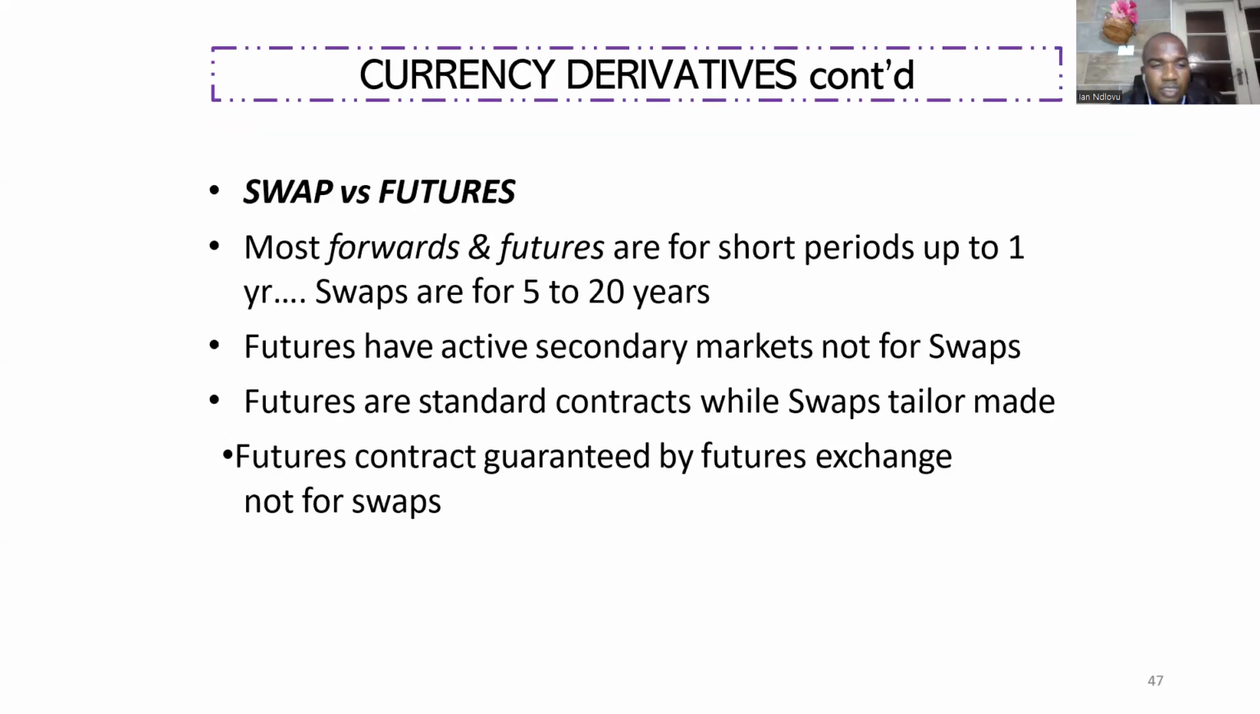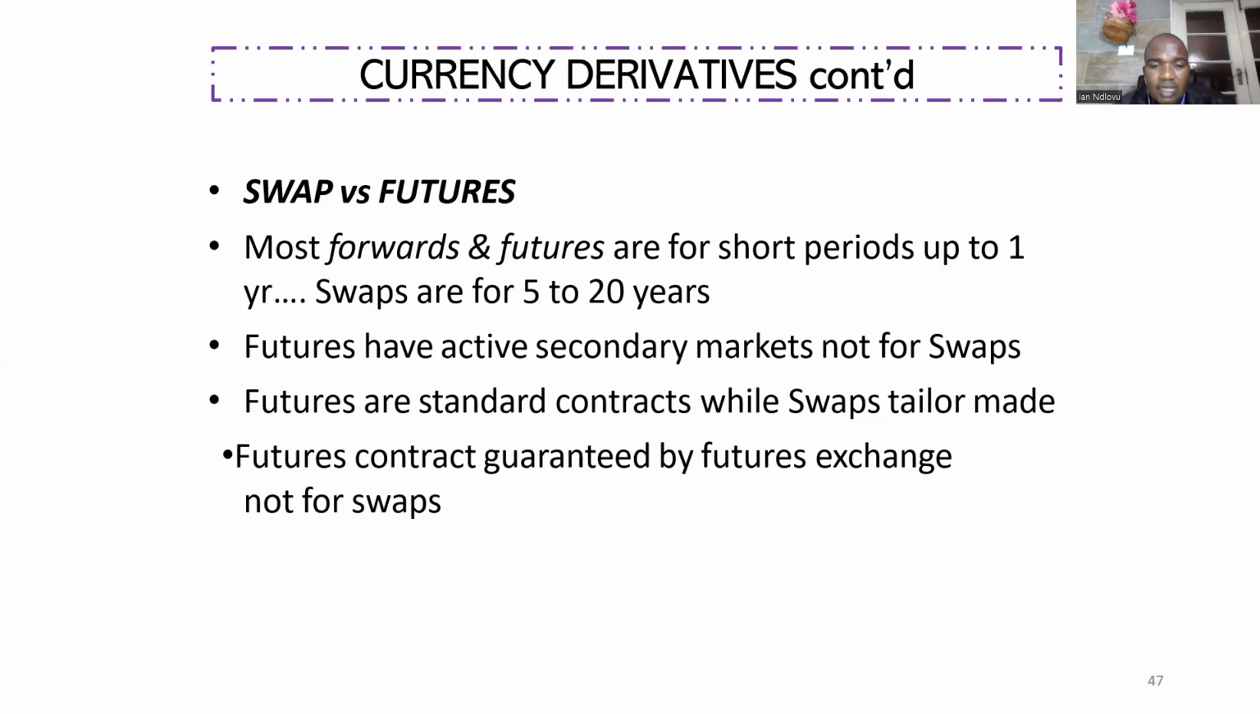Swap versus futures. Mostly forwards and futures are for short periods of up to 1 year, but swaps can stretch between 5 and 20 years. So they tend to be long-term contracts. Futures have active secondary markets, but you don't have active secondary markets for swaps. Futures are standard contracts, whilst the swaps are tailor-made.